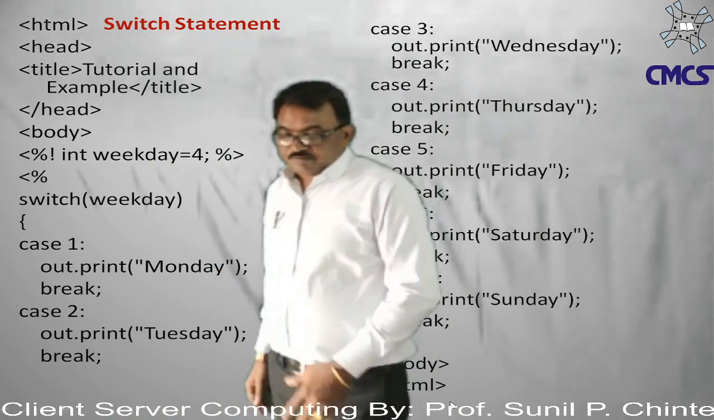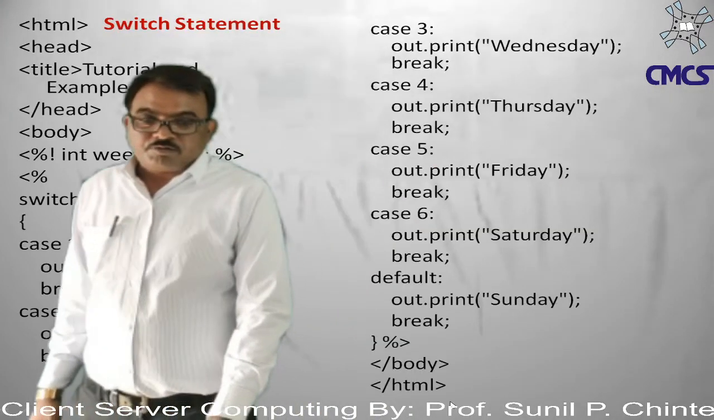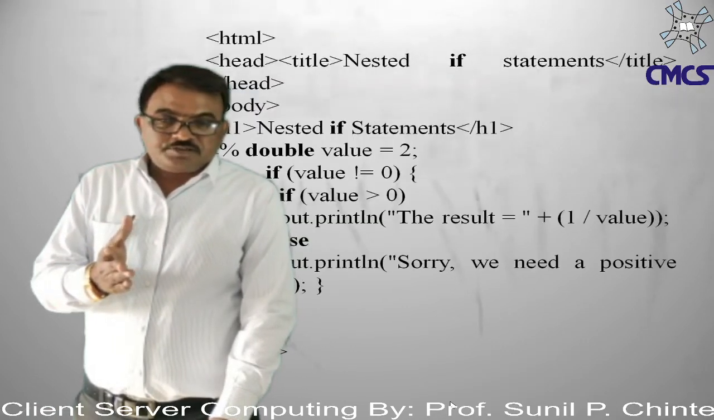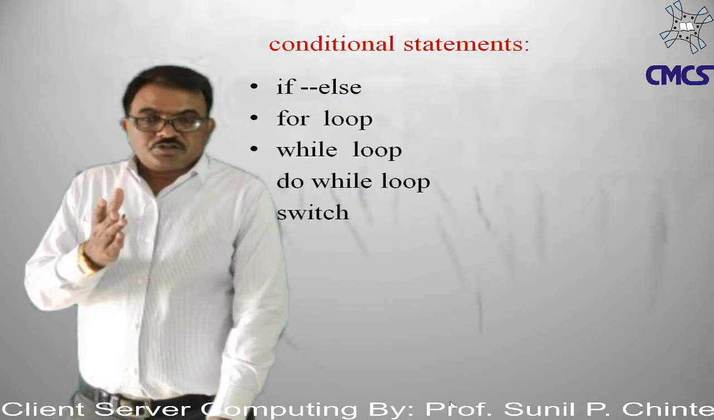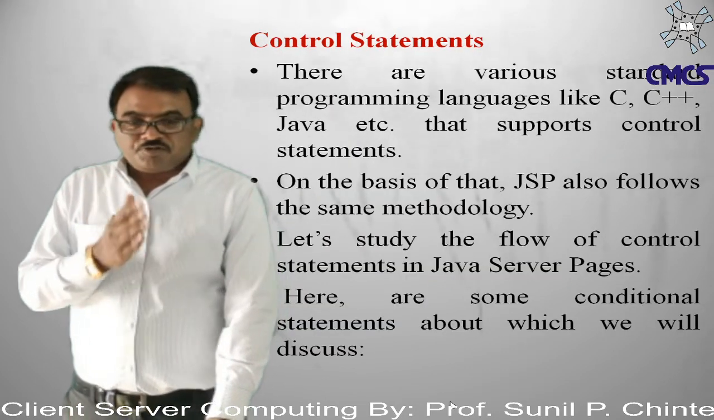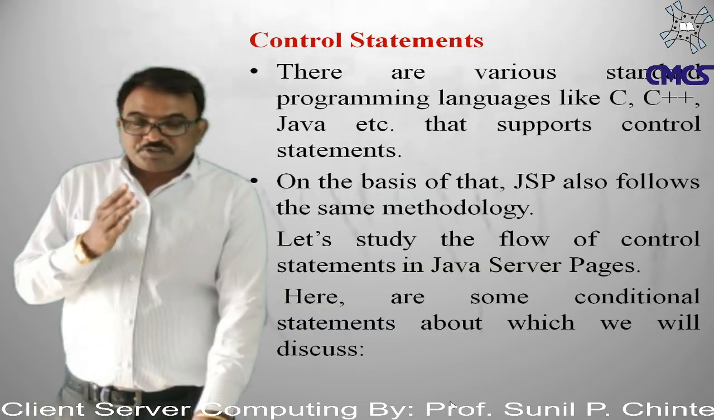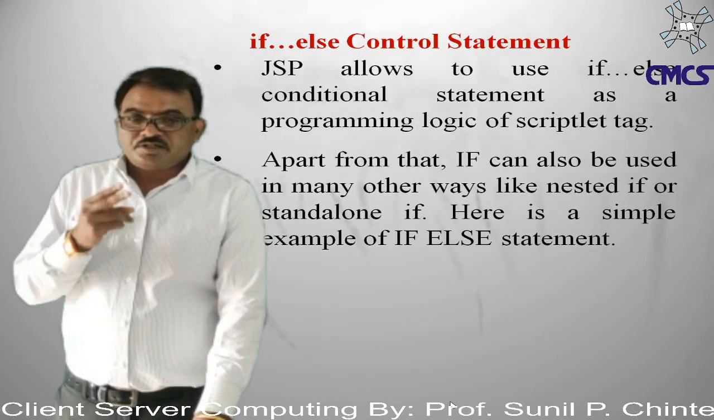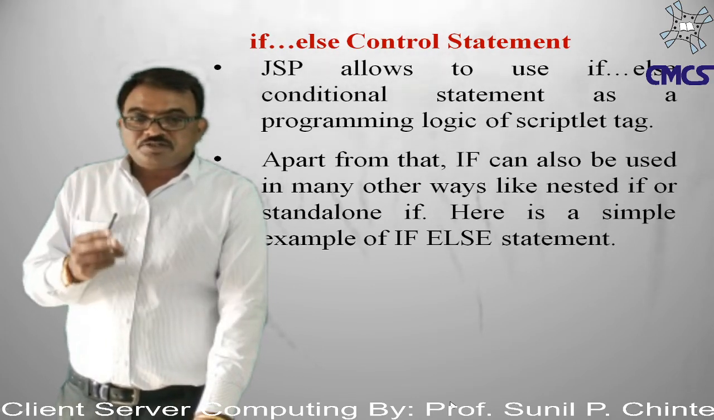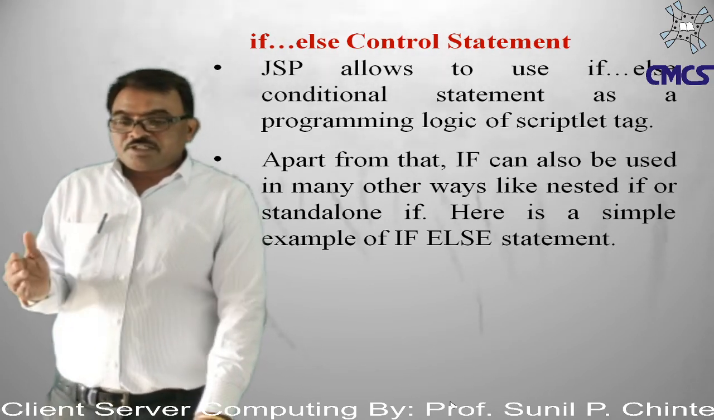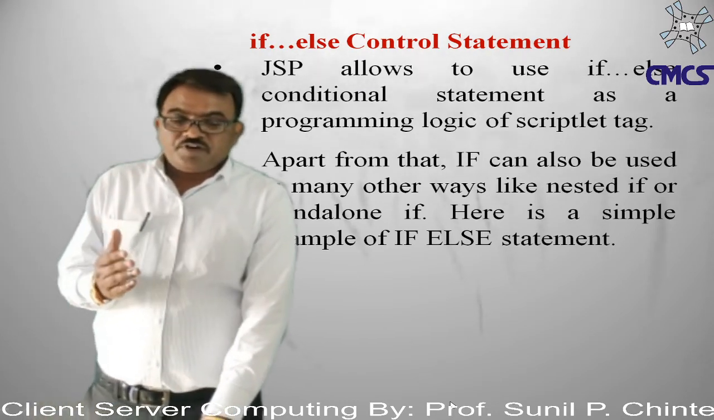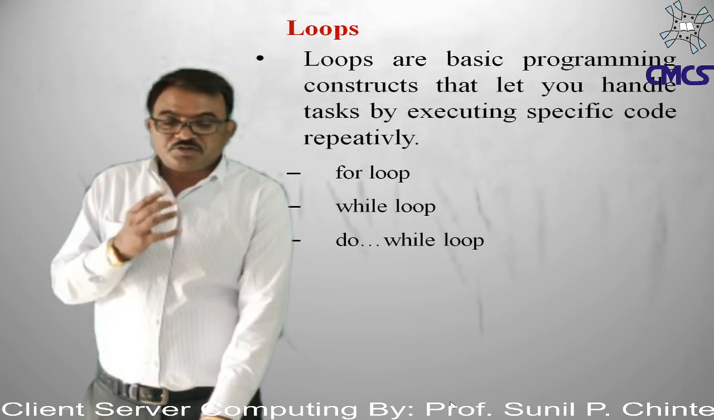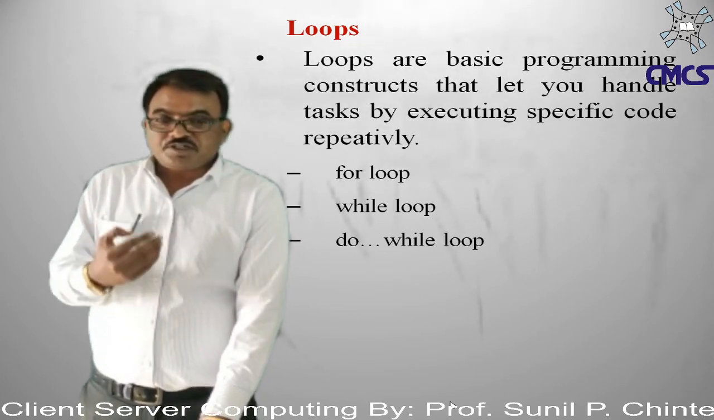So let's see what control statements in JSP are. The control statements are those statements that control the flow of execution of your JSP scripts. Control statements can be branching statements, looping statements, or selection statements. In branching statements we can use if else or nested if else, and loops are those control statements that execute some statements a finite number of times.